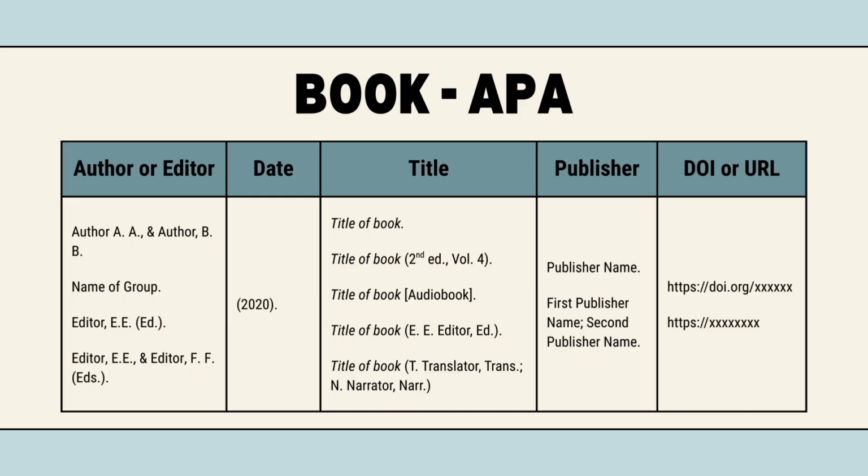If my author is an editor, then we would start with the editor's last name and their initials and follow it with Ed., which is the abbreviation for editor. Do you have any additional information for the title? Include that. If it is an audiobook, we want to indicate that, etc. Purdue OWL has excellent guides for both APA and MLA, which include this information as well.